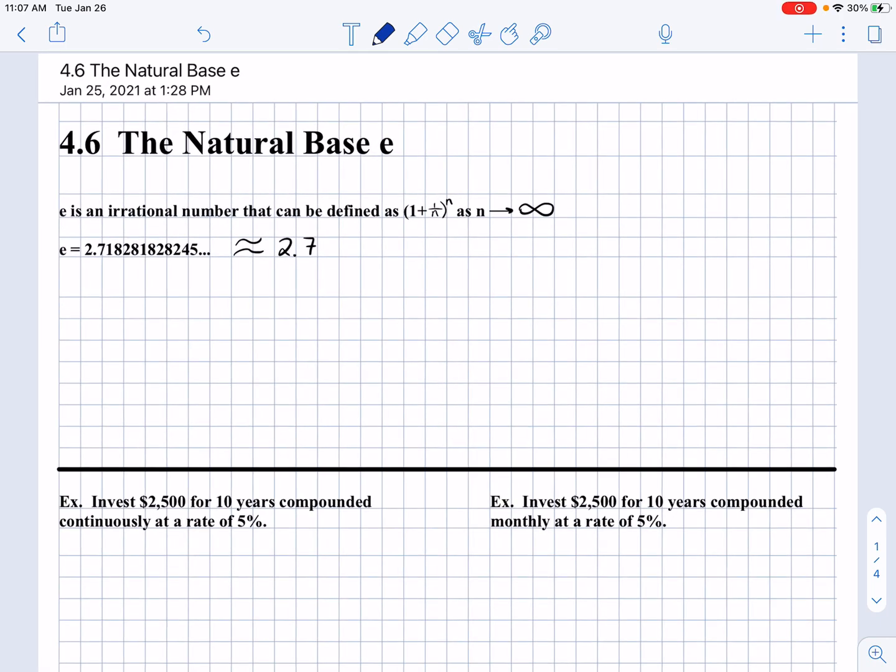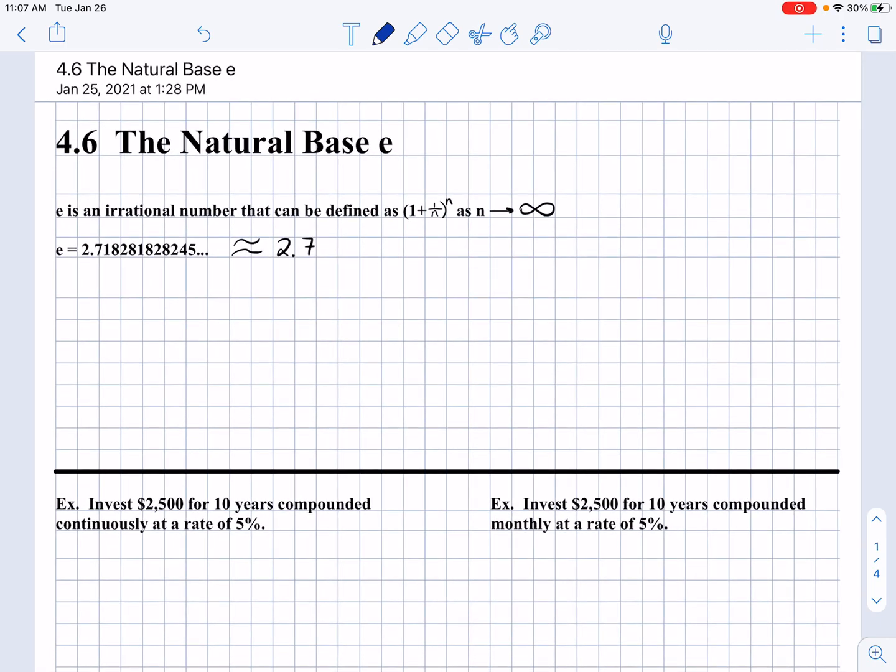All right, for 4.6, we're going to talk about natural log functions which have and use the natural base e. If you remember at the end of class, you watched a video on the difference between simple and compound interest. This equation right here represents compound interest. Compound interest is interest that keeps paying on the principal plus the interest that's already earned.